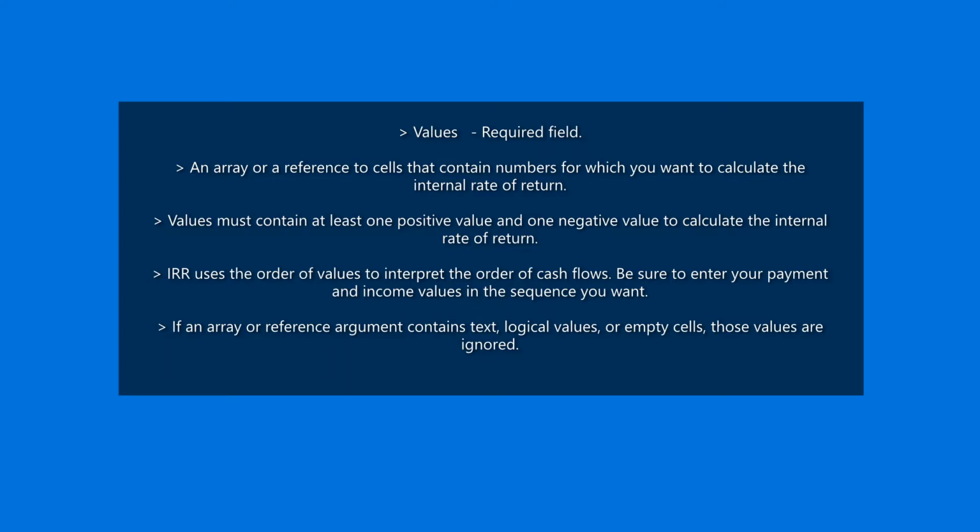IRR uses the order of values to interpret the order of cash flows. Be sure to enter your payment and income values in the sequence you want. So first will be your payment, that is a cash investment, and the next series of values will be the income values that you are going to receive from the project. If an array or reference argument contains text, logical values or empty cells, those values are ignored. So these are the important points related to the first input value, that is values.